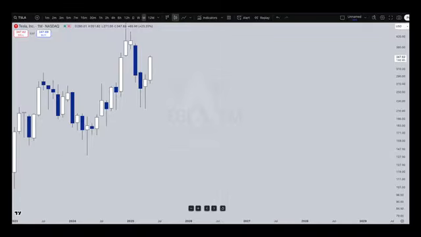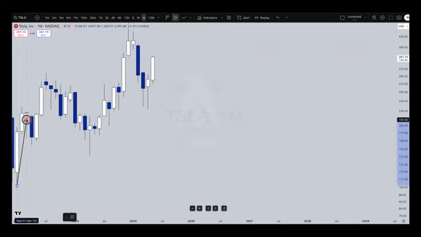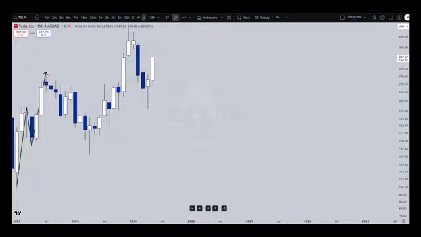So you can see that price makes its initial upswing from this low to this high and then pulls back before making another upswing, right? So the principle is that this low should be protected and this high should be taken out. But the bullish breaker is the price pattern that occurs like this, right?